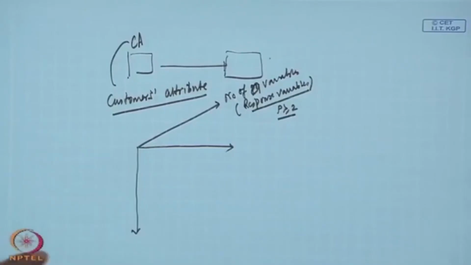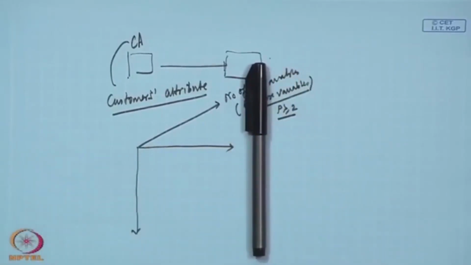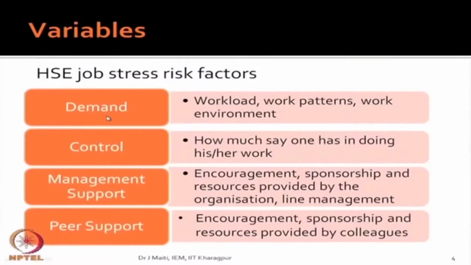What are the response variables in our study? In our study, the person working is exposed to a certain amount of demand because of the job, like workload, work pattern and work environment. Then there is a certain amount of control, because you have the responsibility, you have to execute the job, so you must have control over your job. How much say one has in doing his or her work, that is the definition of control here.